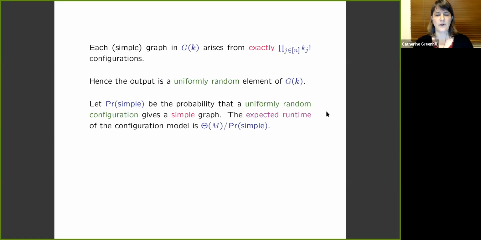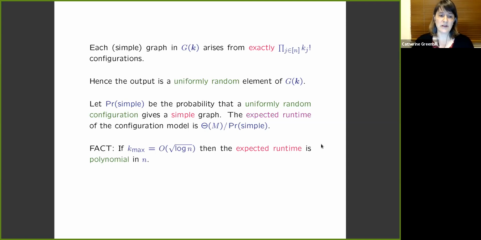Okay. So choosing each configuration takes order m or Theta(m) steps. And how many do you need to generate until you get a simple one? Well, that's a random variable with expected value 1 over the probability that a uniformly random configuration is simple. It's just a geometric random variable. And you can analyze this probability very precisely.